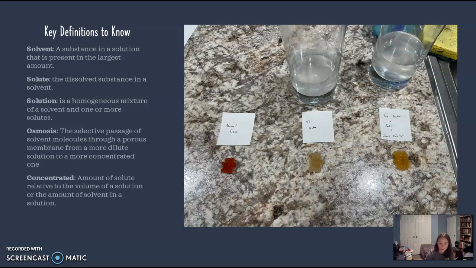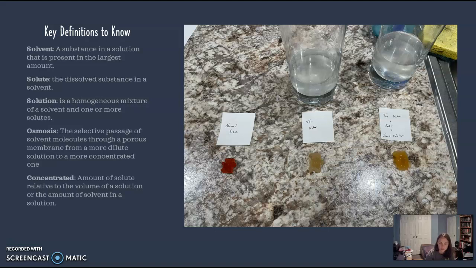Next is a solute. For this experiment, that is the salt, as well as the water that can be found within the gummy bear itself. The solution would be the salt water as well as the gummy bear.